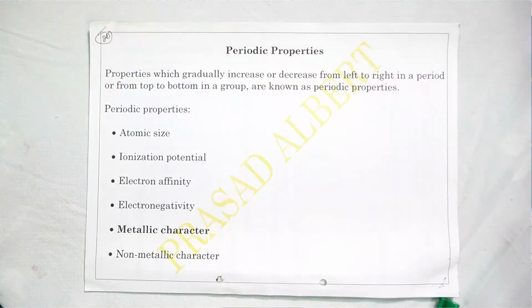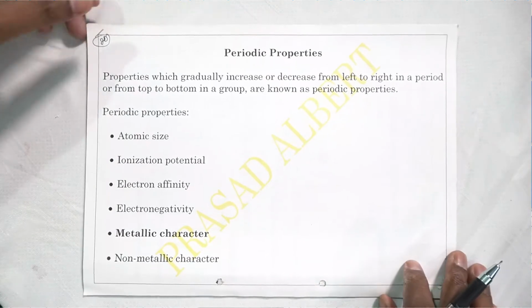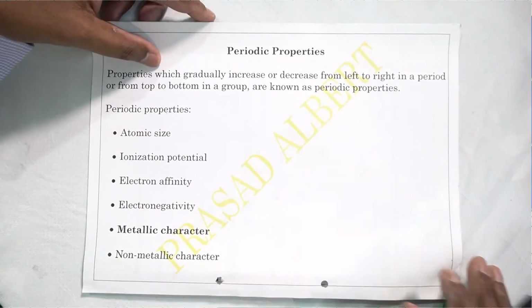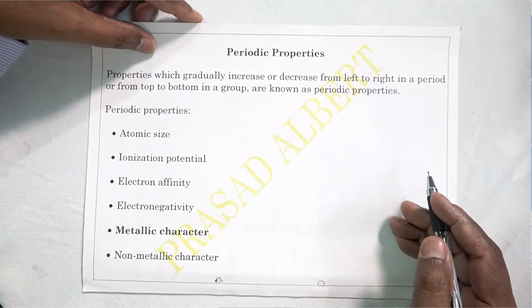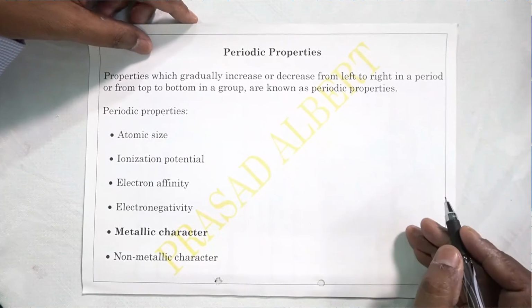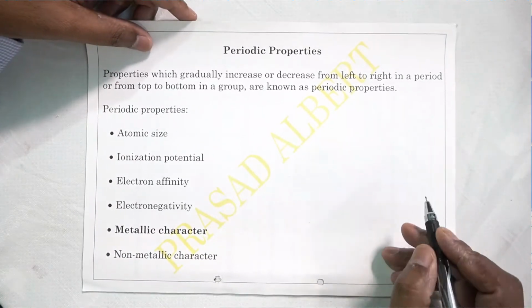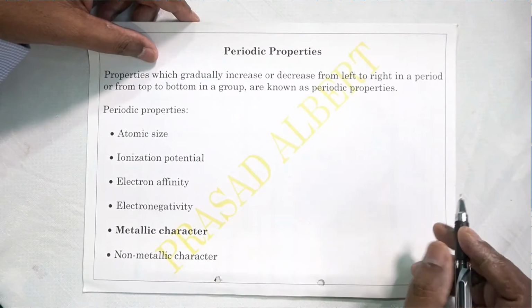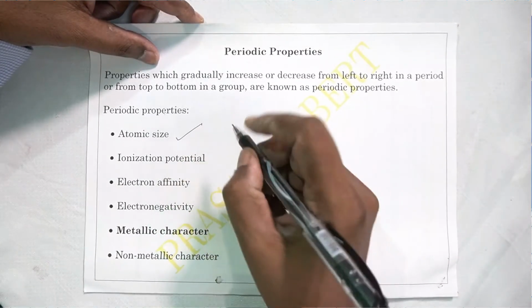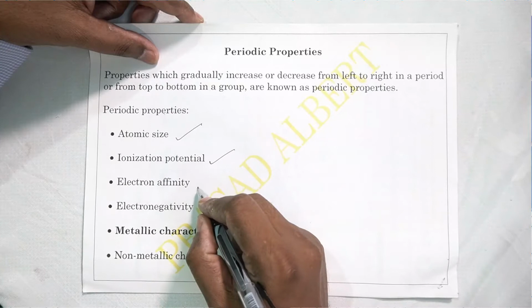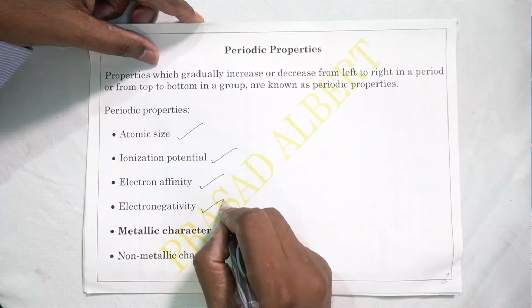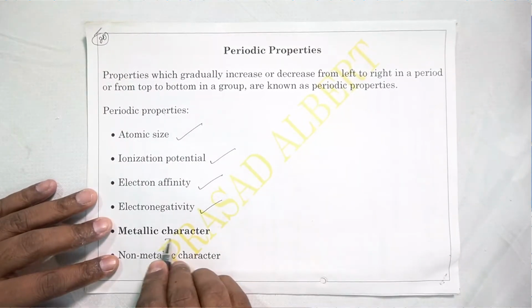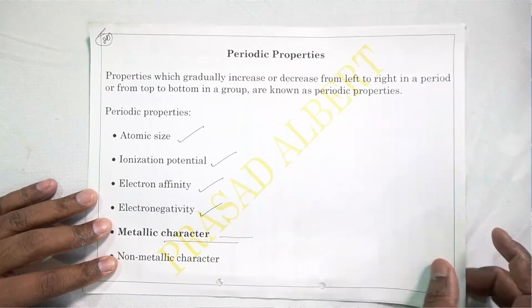So keep watching. Periodic properties are the properties which gradually increase or decrease from left to right in a period or from top to bottom in a group. Now the various periodic properties that we have already discussed are atomic size, ionization potential, electron affinity and electronegativity. And today we will see metallic character. What is metallic character?